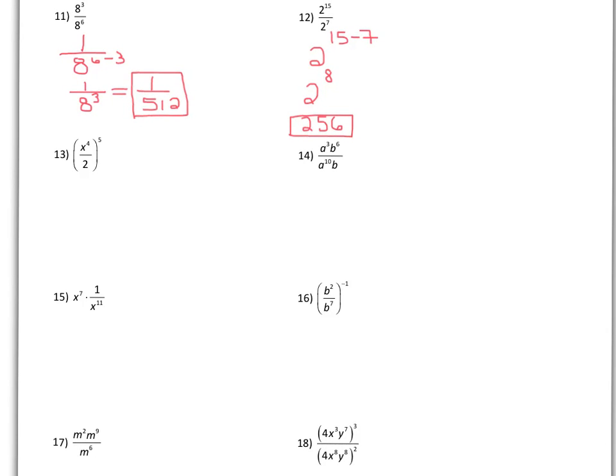Okay, number 13, x to the 4th over 2 all to the 5th. Well, we're going to kind of distribute that power of 5. It's a power to a power, so we get x to the 20th over 2 to the 5th. Leaving us with x to the 20th over, well, 2 to the 5th, 2 caret key 5 is 32. They don't have same bases, that is our answer.